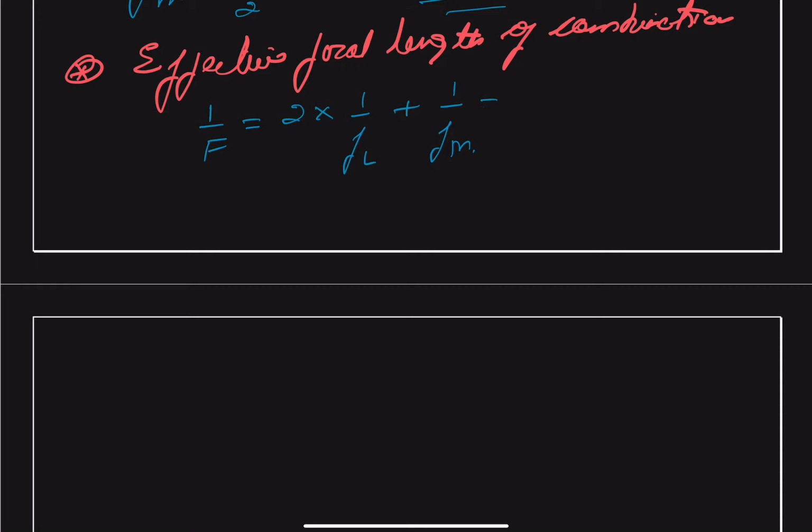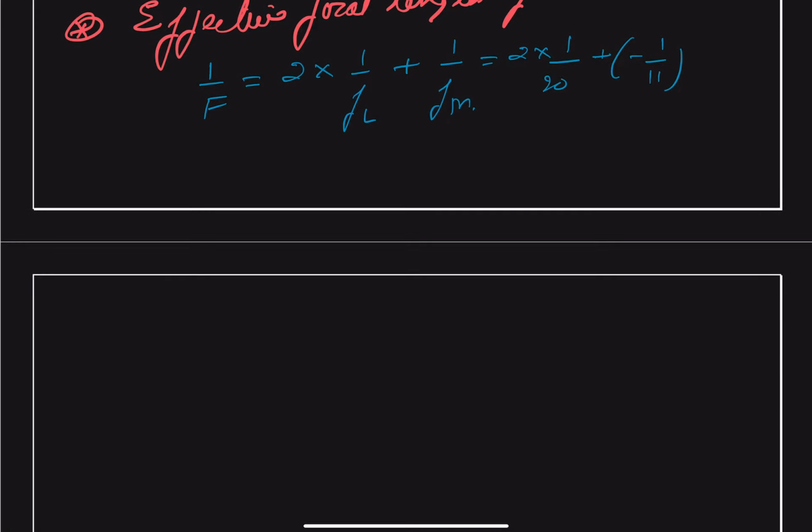We can write this as twice into 1 upon 20, plus 1 upon 11 with a minus sign. So this gives us that the effective focal length of the entire system is 110 centimeters.